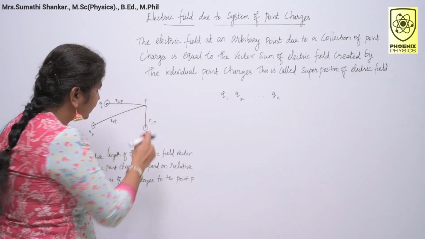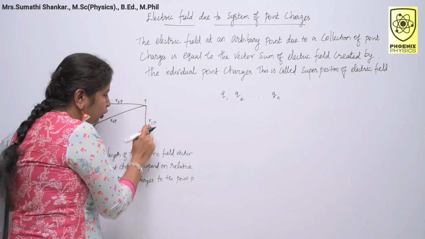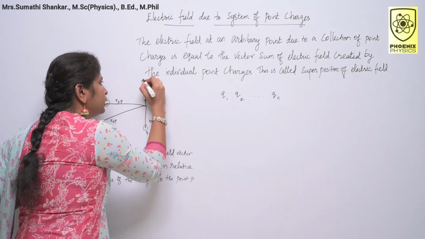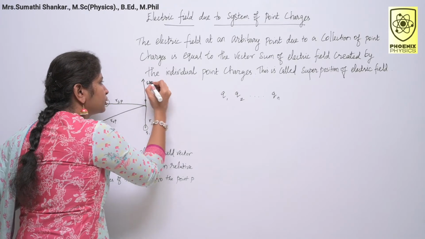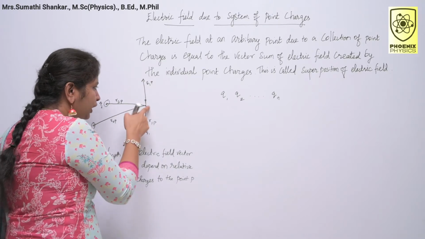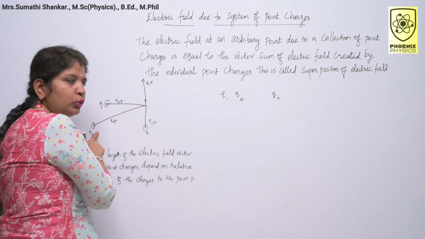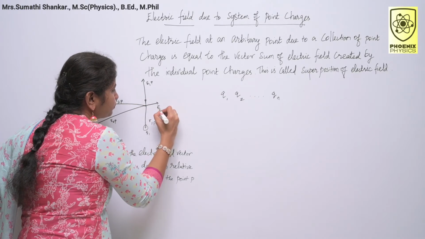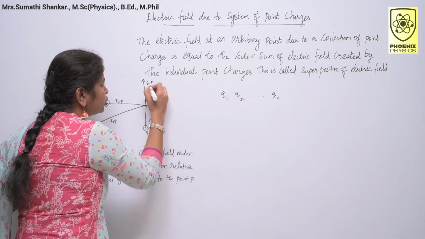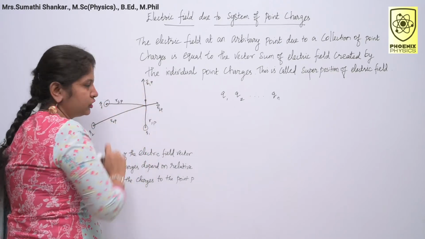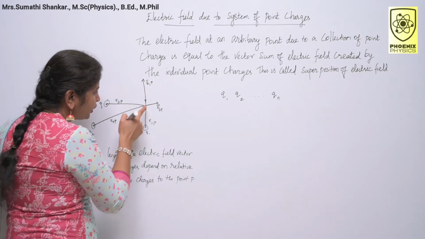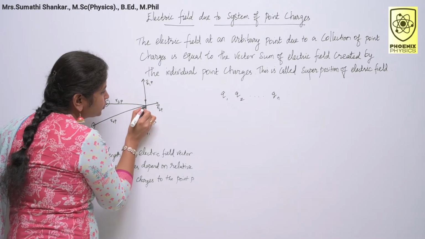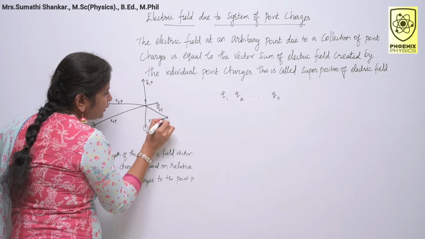Electric field at point P due to Q1 is E1P. Electric field at point P due to Q2 is E2P. These are all vectors because they have direction. Next one is electric field at point P due to Q3 is E3P.